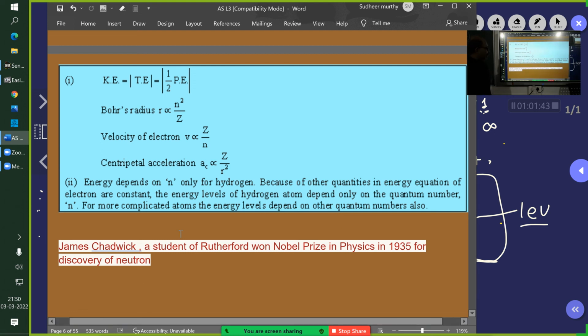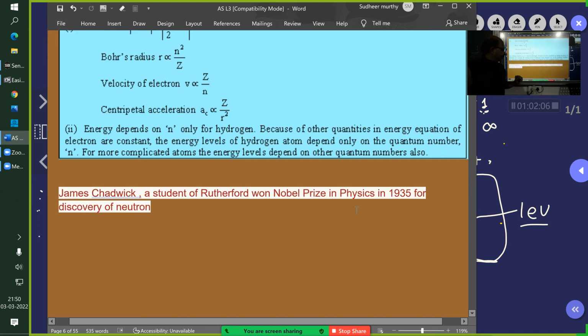I am mentioning these statements because they are handy when you solve the numericals. So, energy for hydrogen will only depend upon n, right? And for other atoms, it will depend not only on n, but on other quantum numbers also. Fine, students? Yes, sir.